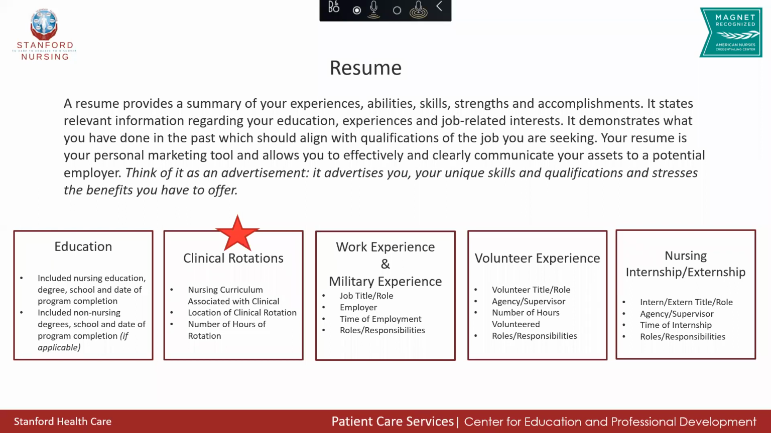If you have volunteered in the past, it could be healthcare related or non-healthcare related. We ask that you share what your title was, where you volunteered, with what agency and supervisor, and how many hours, as well as your role and responsibility. If you have volunteered, we ask for the number of hours rather than the length of time. The reason is because we give points based on the number of hours volunteered.